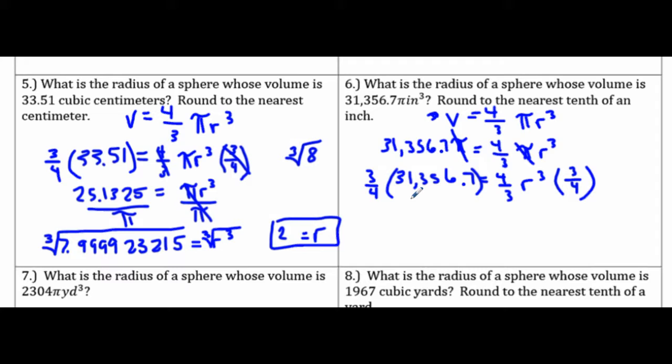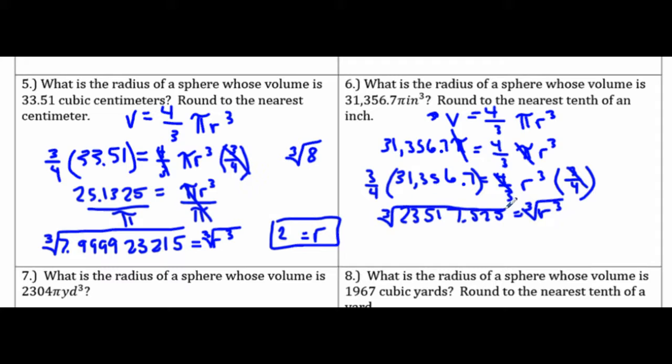Let me type that in. 3 divided by 4 times 31,356.7. Okay, I got 23,517.525. Now on the right side, remember 4/3 times 3/4 is 1, so it cancels. And at this point, once you have r cubed by itself, isolated, you can take the cubed root.